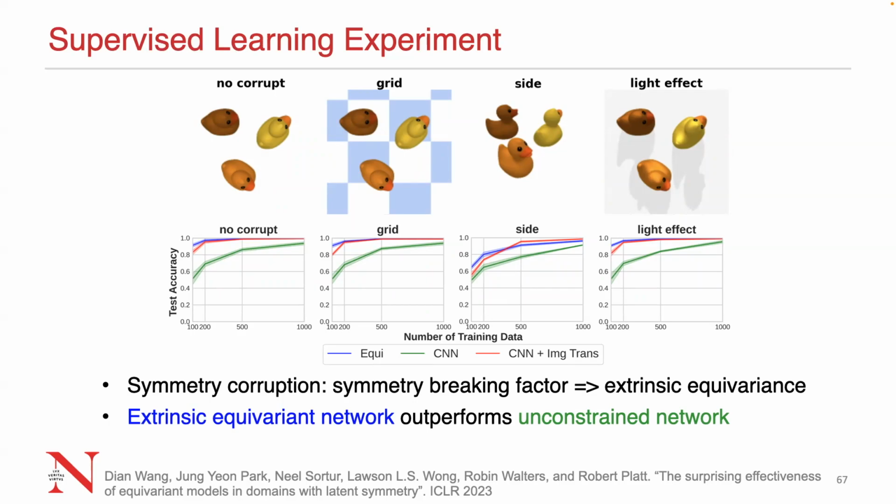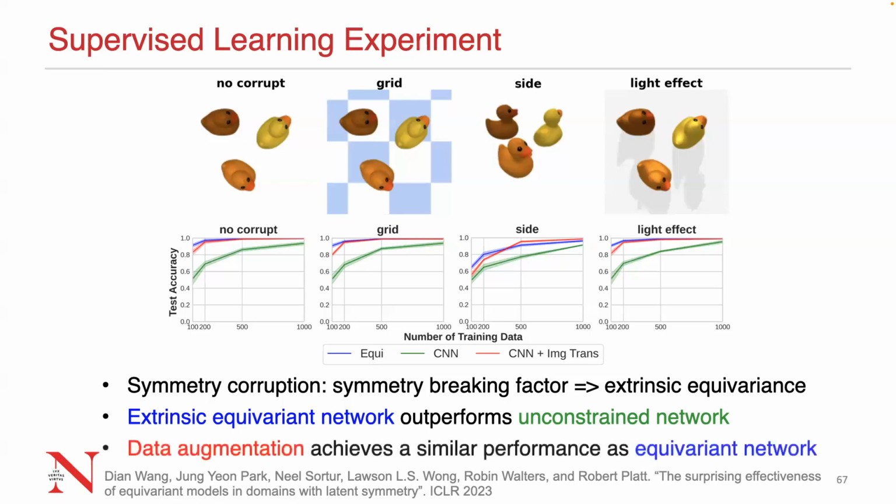We can see that in almost all of the cases, the blue is outperforming the green. That means even if the symmetry in the network is extrinsic, it's still helpful compared to a network with no constraint at all. Another trend we can see is that when we have more data, the gap between the extrinsic equivariant network and the unconstrained CNN is smaller. Normally when we use equivariant networks in machine learning, we also see that, because the equivariant network is more sample efficient, and when you give more samples, the CNN can eventually catch up with the performance.